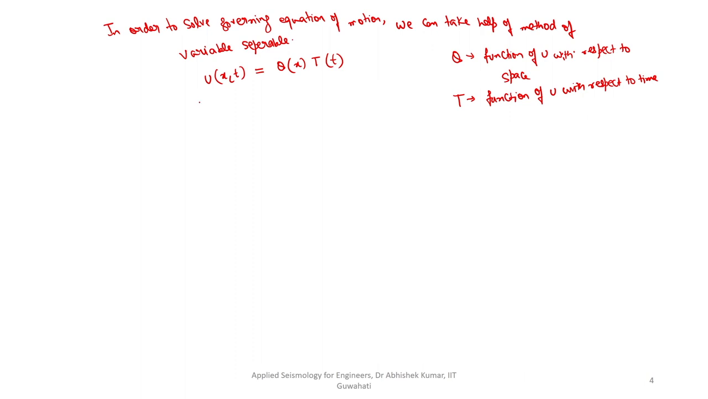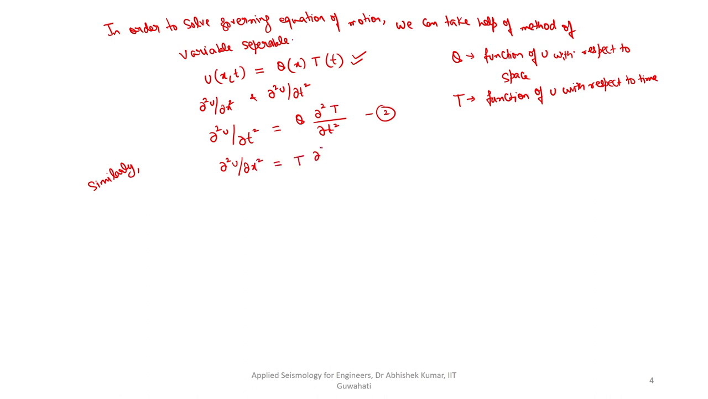Now, in our basic equation, we had dou square u over dou x square and dou square u over dou t square, which were correlated by means of Vs square. So, using this particular equation, you can determine dou square u over dou t square equals q times dou square t over dou t square. This is the double differentiation of u, given in this equation, with respect to t partially. Similarly, dou square u over dou x square equals t times dou square q over dou x square.